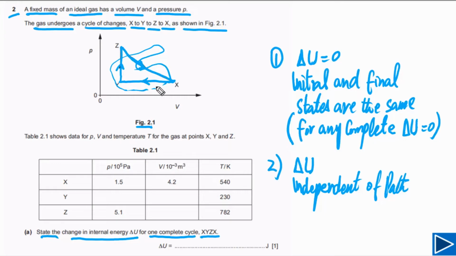Still, delta U is equal to 0 if initial and final states are the same. So in this case, you can see this gas undergoes a cycle of changes. That's the reason delta U has to be equal to 0. And this is B mark. If you have written this one, you will get this 1 mark.